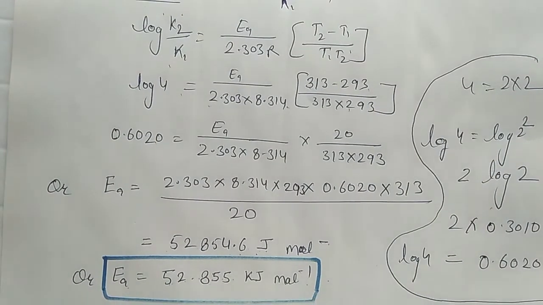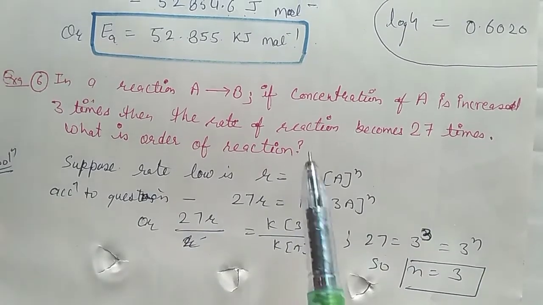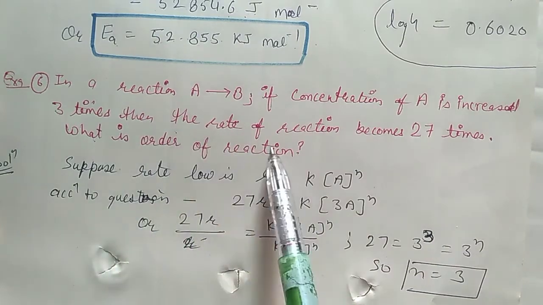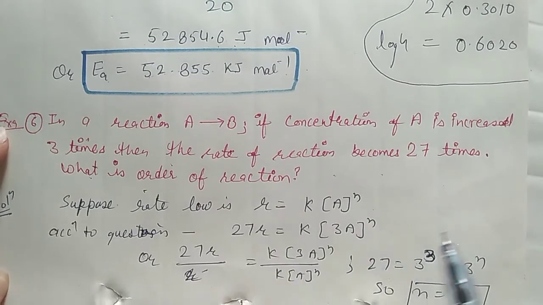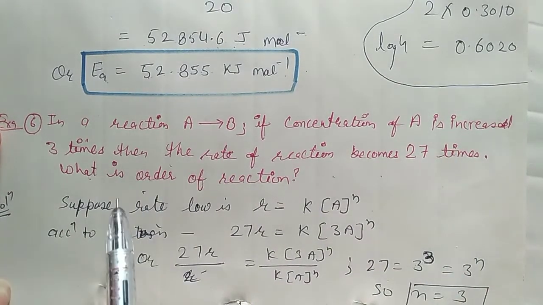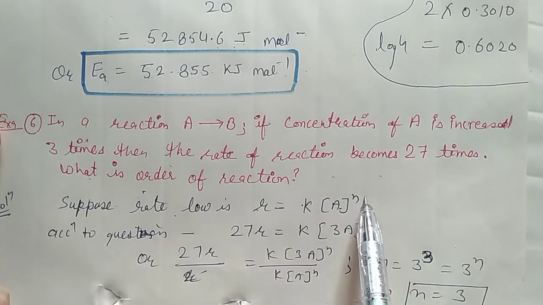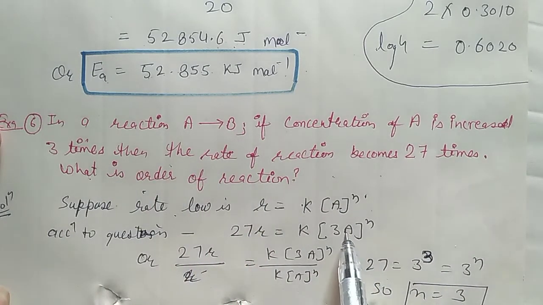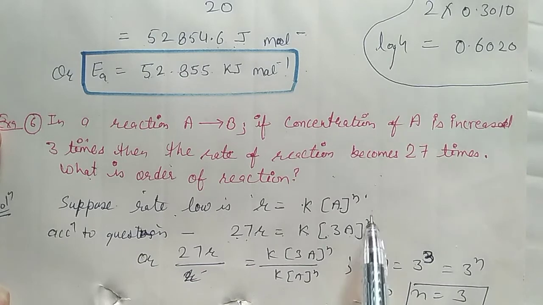Okay, clear. And one more example is, in a reaction A goes to B, if concentration of A is increased 3 times, then the rate of reaction becomes 27 times. What is the order of reaction? I have already discussed in class that suppose rate of reaction is R. First initial condition, R is equal to K A to the power n. And according to the question, when concentration of A becomes thrice, then the rate of reaction is 27 times. So the new equation is 27R is equal to K, 3A to the power n.